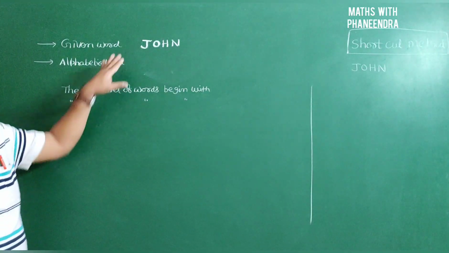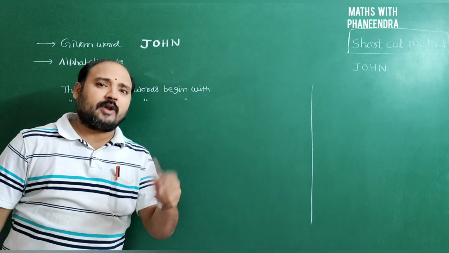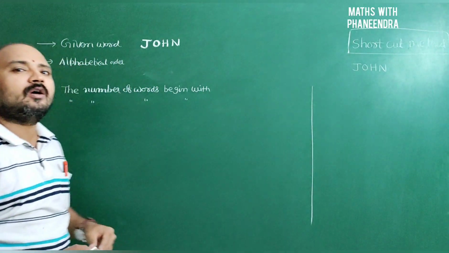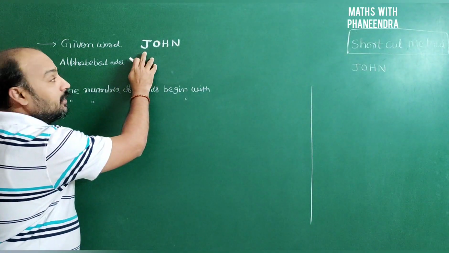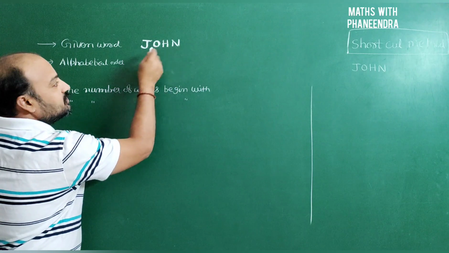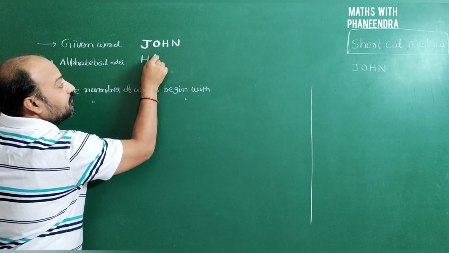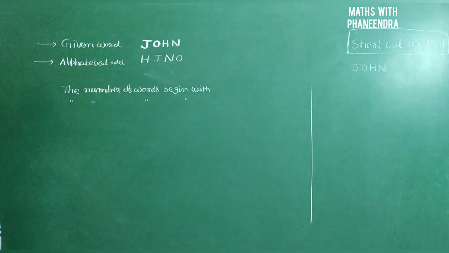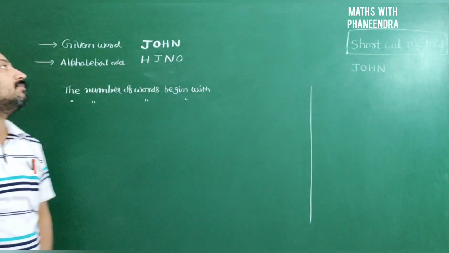The next word is JOHN. Find the rank of the word JOHN. First you have to arrange in the alphabetical order. So here A, B, C, D, E, F, G, H, I, J, K, L, M, N, O. This is the alphabetical order of the given word JOHN.